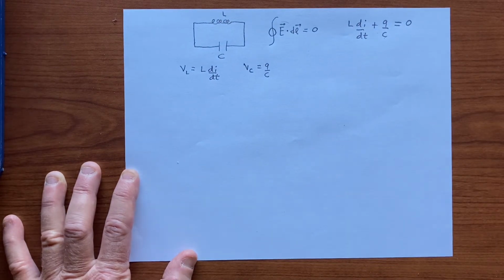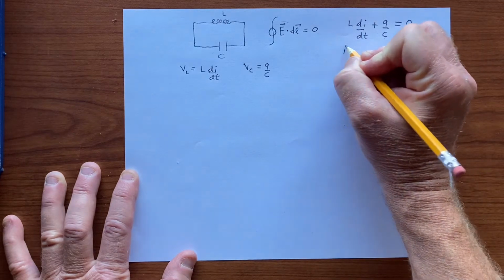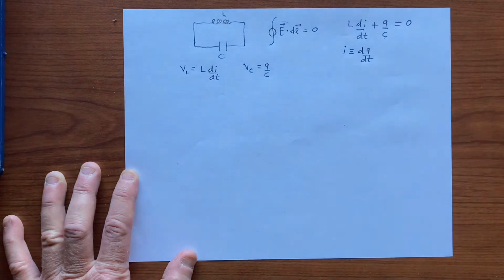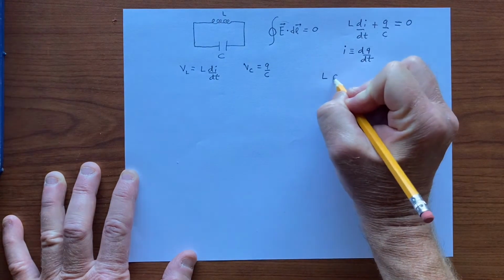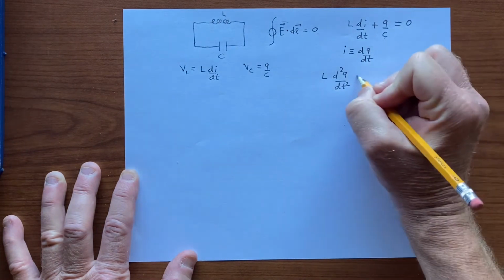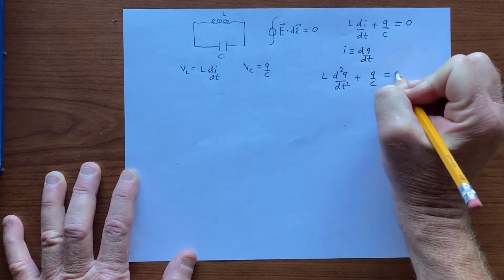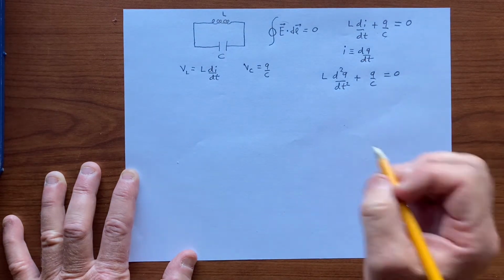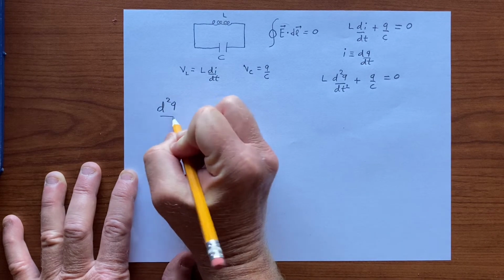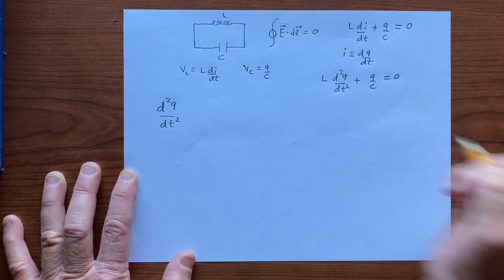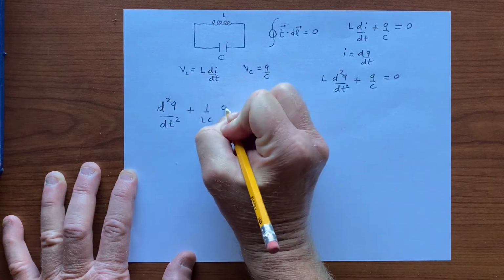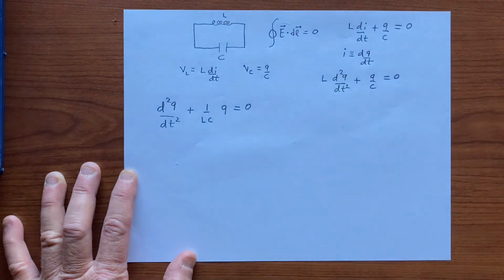So we want to solve this equation, but notice that I is, by definition, dq by dt, and so our equation really reads L d2q by dt squared plus q over C equals 0. And we can write this in the form where we isolate the second time derivative of the charge, plus there's a constant in front of the q, and that's equal to 0. We could solve that equation.